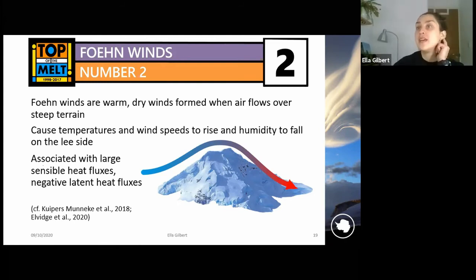So there's this warming and drying effect, and that comes with associated sensible and, well, negative latent heat fluxes. Foehn winds are the second most important driver of surface melting on Larsen C, and they are especially important outside of summer. They occur year round, but they account for a larger proportion of the melting that occurs in autumn and spring. This is a really encouraging finding because it's bringing together previous work, for instance Peter Kuipers Munneke's paper in 2018 that some of us contributed to, and then Andy Elvidge's paper in 2020.